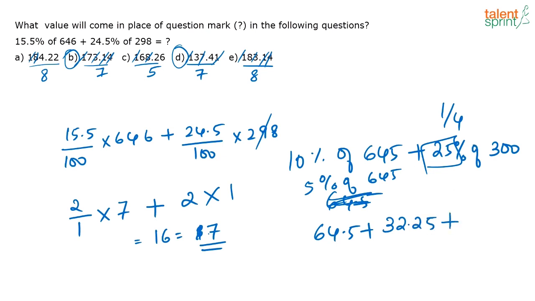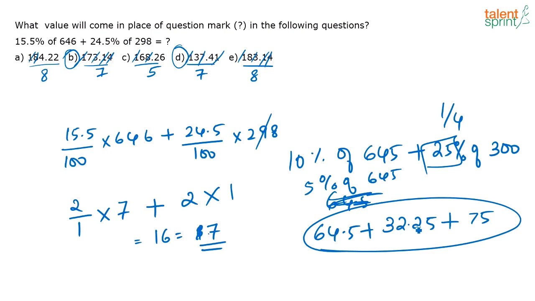Then 25% of 300, that we know is 75. So approximately my answer is going to be somewhere like this. This is close to 100 plus 175. So you know that approximately the answer has to be 173.14. Okay, so that's how you arrive at the answer.